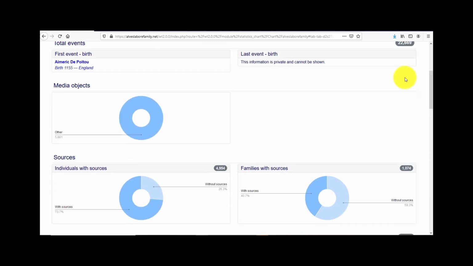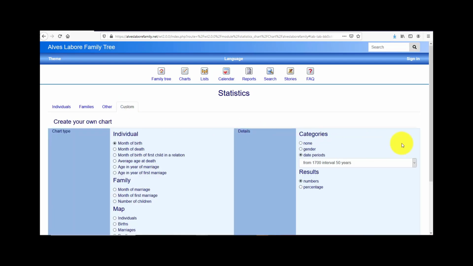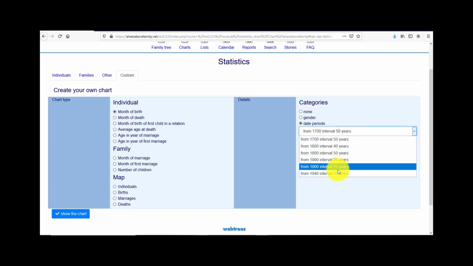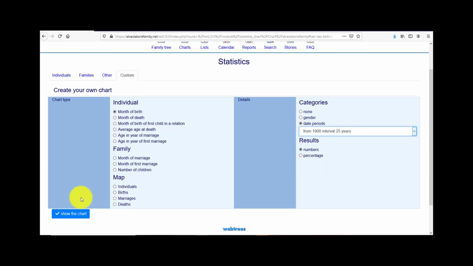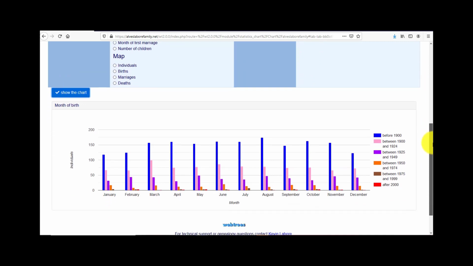And then finally, you have a custom. So you can do by month of birth, by month of death, any other combinations of things, and show the chart. So we say month of birth, date period, let's go between 1900 and say individual. No, this is it. I want to show the chart on that. And then it loads down here. So it will show the month of birth.